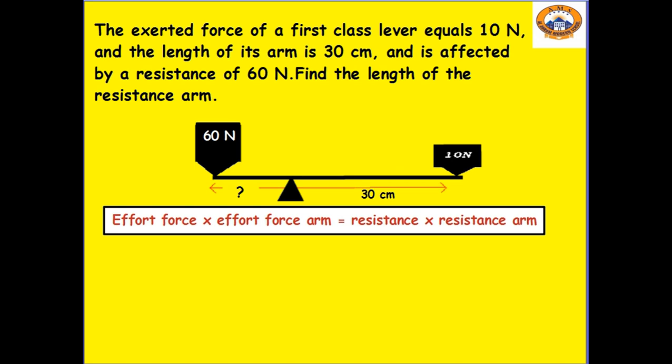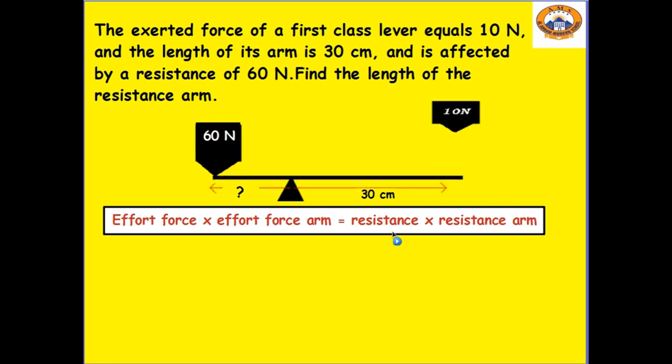The exerted force is the force done. It's the effort force. Yes, it's 10 Newton. Do we have the effort force arm? Yes, it's given. The length of the effort force arm is 30. Do we have the resistance? Yes, the resistance was 60 Newton.